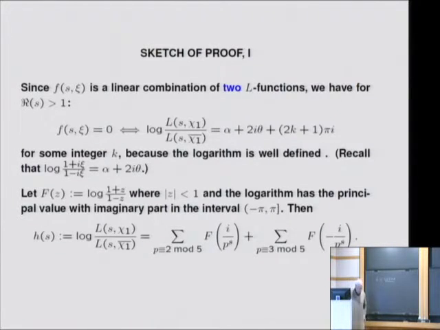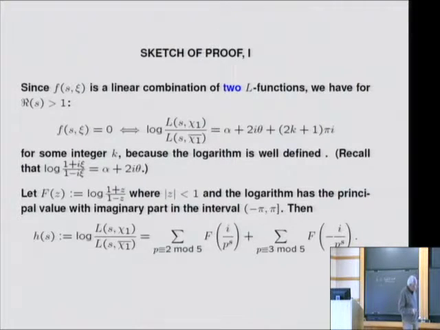Basically, the idea is the following. To say a linear combination is zero, you have only two functions, so the ratio of the two functions has to be a certain constant. And now the two L functions have an Euler product. So you want a certain Euler product to be a constant, not zero, some specific constant.